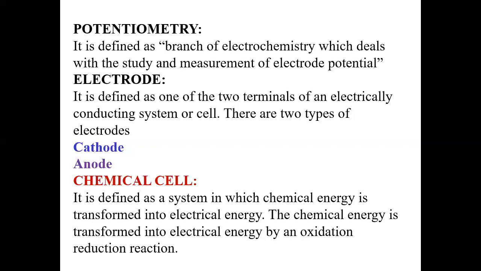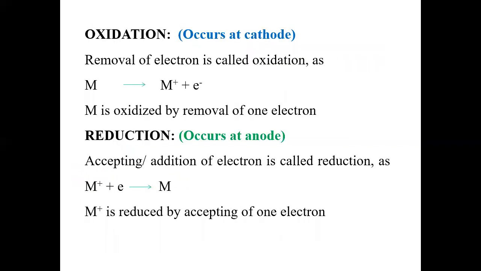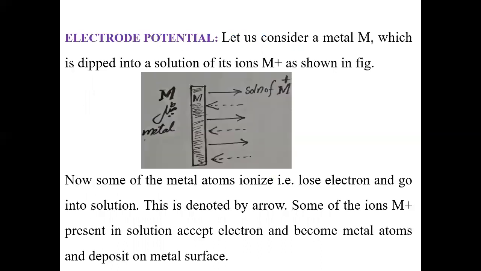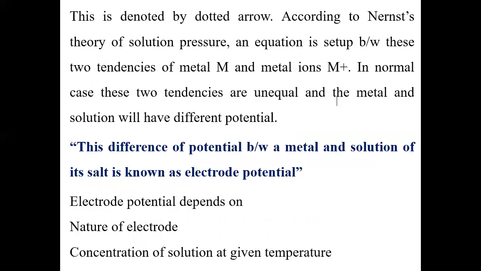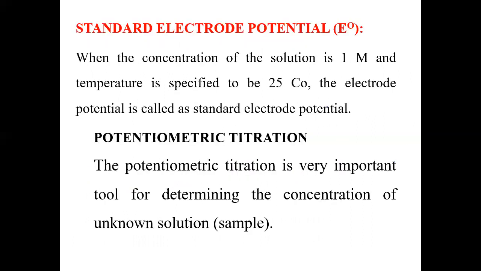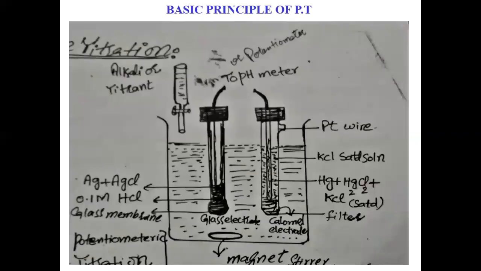And we have also discussed some basic topics about potentiometry like electrode potential, chemical cell, what is oxidation, what is reduction. We have already discussed these topics in my previous lectures. What is electrode potential, what is standard electrode potential, what is potentiometric titrations, and what is the basic instrument, basic principle of potentiometric titration.